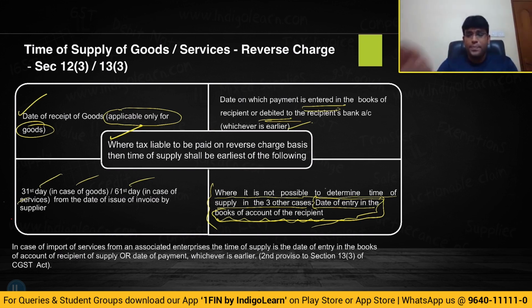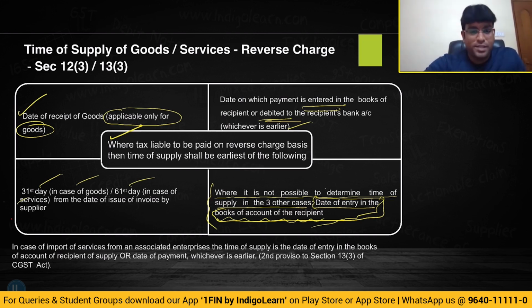Next. So friends, come on. In case of goods, how many dates do we have? 3 dates. 1, date of receipt of goods. Second, date of payment. Third, 31st day from date of invoice. These three, whichever is earlier. And for services, we have 2 dates. 1, date of payment. Second, 61st day from date of invoice. These two, whichever is earlier. That becomes my time of supply. Please calculate properly and do the exam. That's very important. Next.